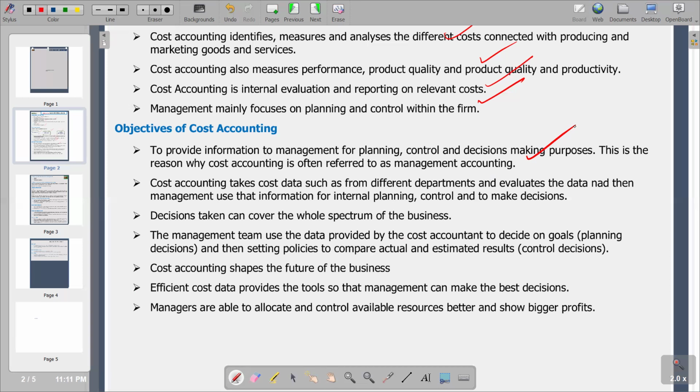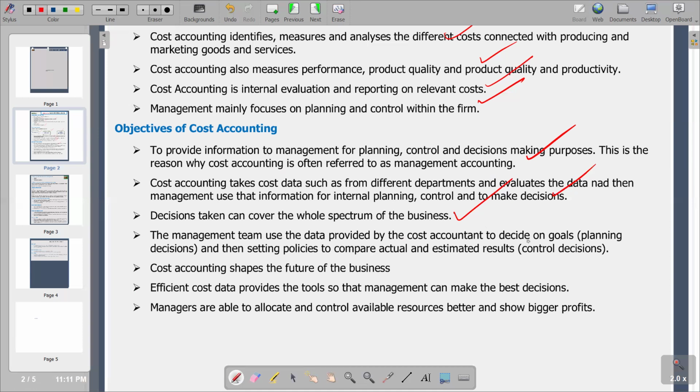And then management use that information for internal planning, control, and to make decisions. Then we go to the next point. Decisions taken can cover the whole spectrum of the business. Obviously, these are decisions that are going to affect the operations of the business. So positive decisions work in the positive direction of the operations of the business. So we go to the next point.